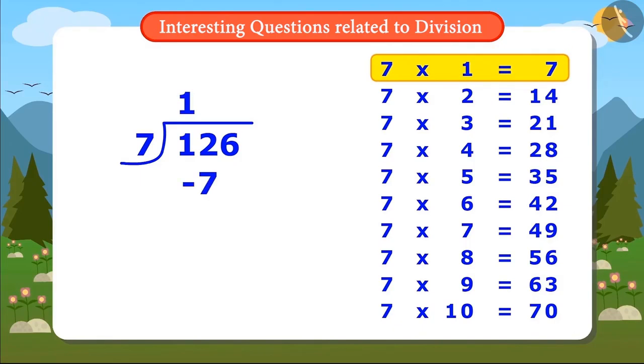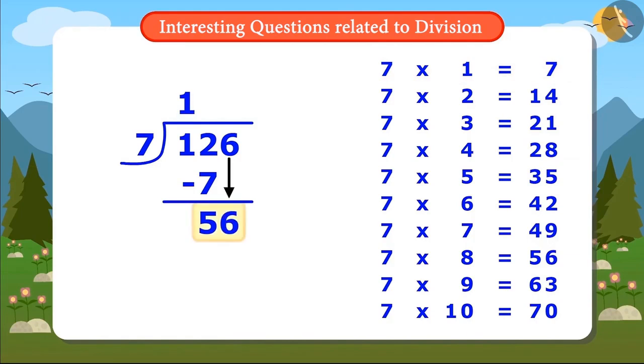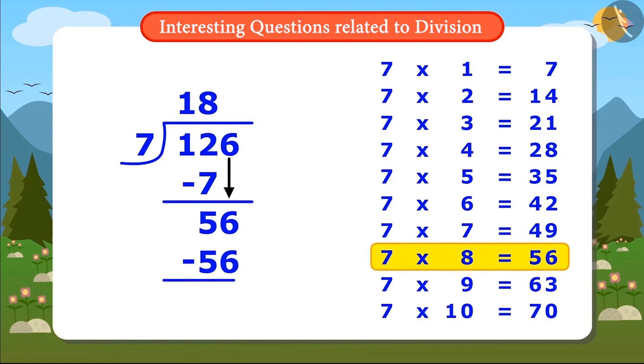7 ones are 7. Left 5, right? Let's write down 6, so it's 56. 7 eights are 56. Remainder 0. The answer is 18. This means that if you spend 7 rupees per day, then you will spend 126 rupees in 18 days.